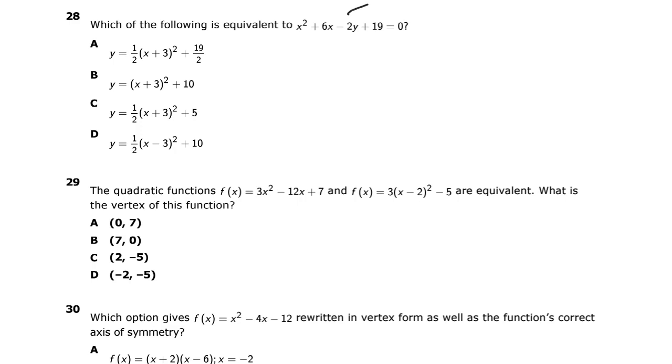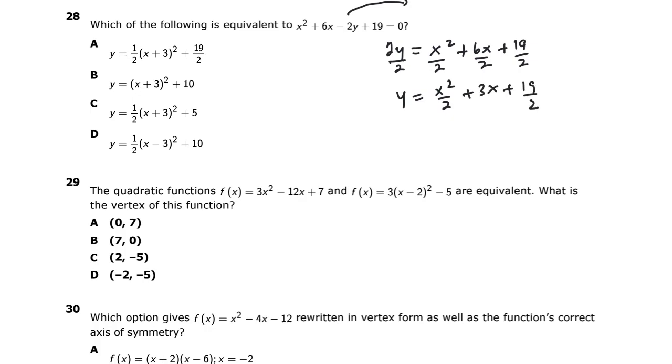So I'm going to move the negative 2y to the right. So I have 2y equals x squared plus 6x plus 19. Divide by 2, divide by 2, divide by 2, divide by 2. So y equals x squared divided by 2 plus 3x plus 19 over 2.